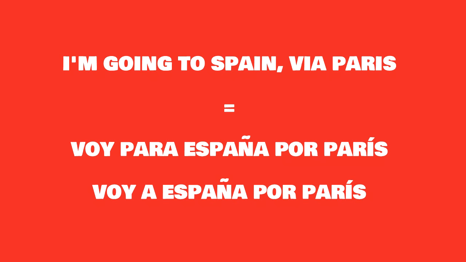The arrow, para, points to Spain. I'm going to Spain. Voy para España. But Paris is in the path, por, on the way to Spain. Via Paris, por París. I'm going to Spain through Paris. Voy para España por París. Pretty cool, no? You got this now?